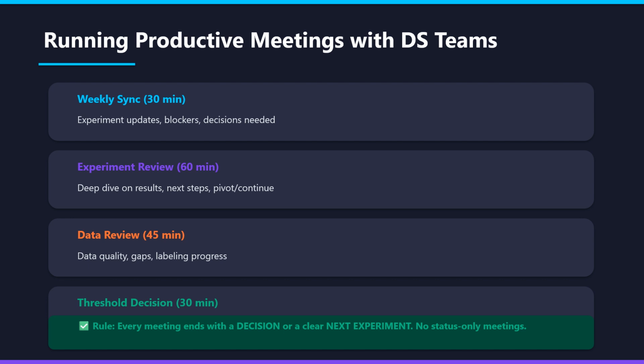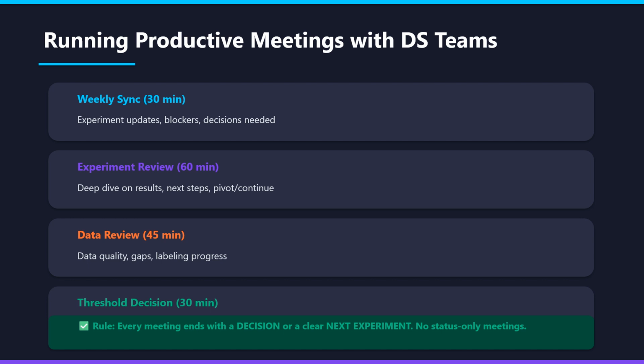And third, the data review, which comes around 45 minutes, especially early in the project. What's the data quality? Any gaps? How is labeling progressing? This is where most projects get stuck, right? So give it dedicated time.